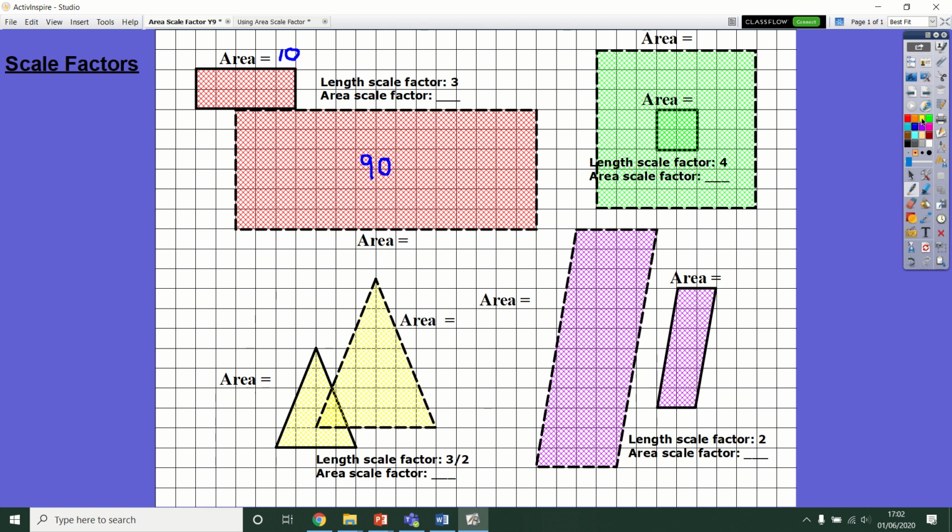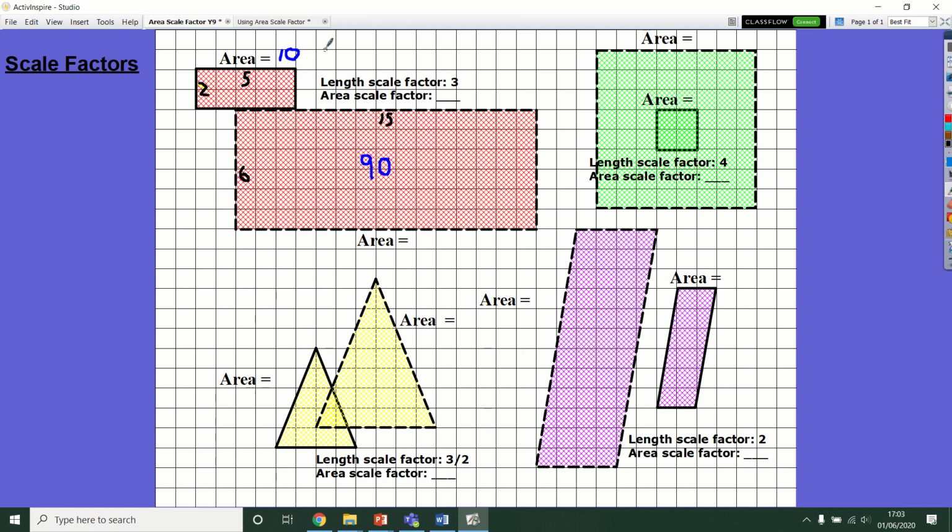If it might help you out to put the lengths on, it was, I'll do it in a different colour, 2 by 5, times these by 3. Times it by 3, 2 times 3 is 6, 5 times 3 is 15, and the new area is 90.